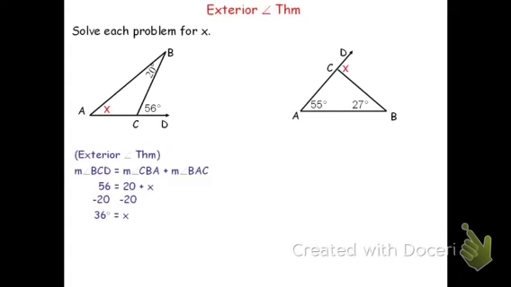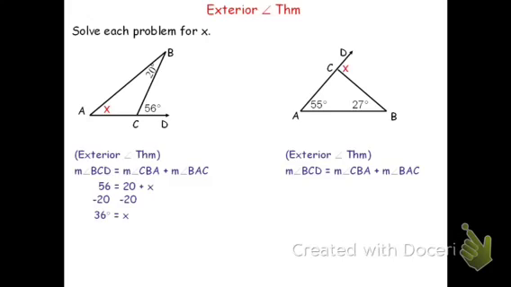Now in the second example, x is no longer a remote interior angle. Instead, x is the exterior angle. So for this problem, I'm looking at the exterior angle, and I know the two remote interior angles. So in this case, I'm going to say by the exterior angle theorem, the measure of angle DCB equals the measure of angle CBA plus the measure of angle BAC.